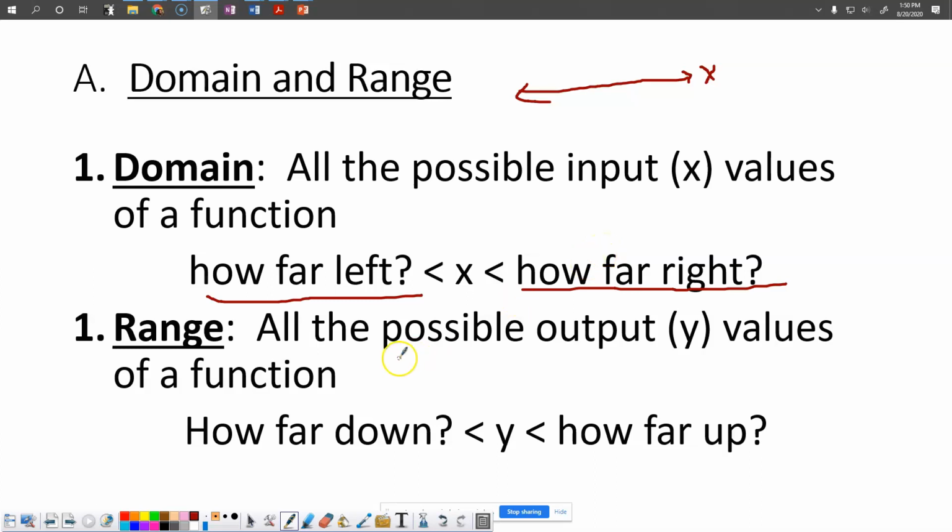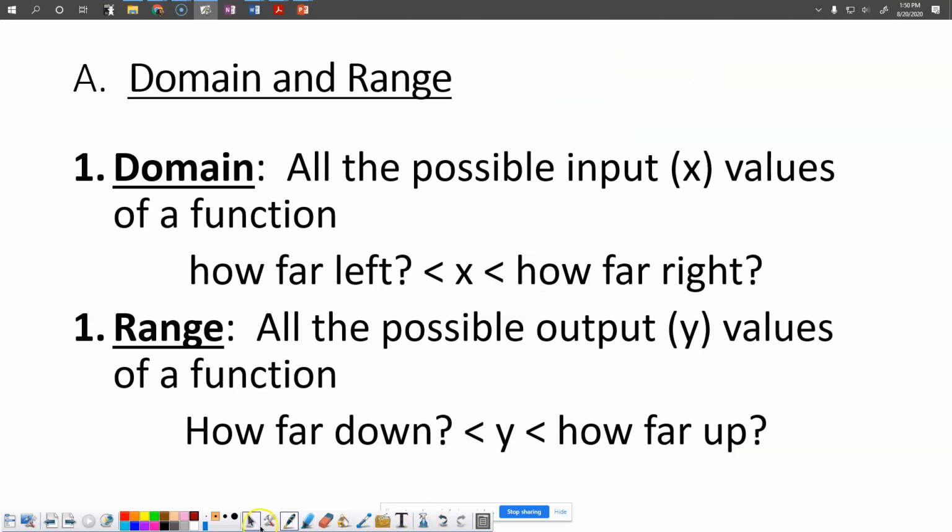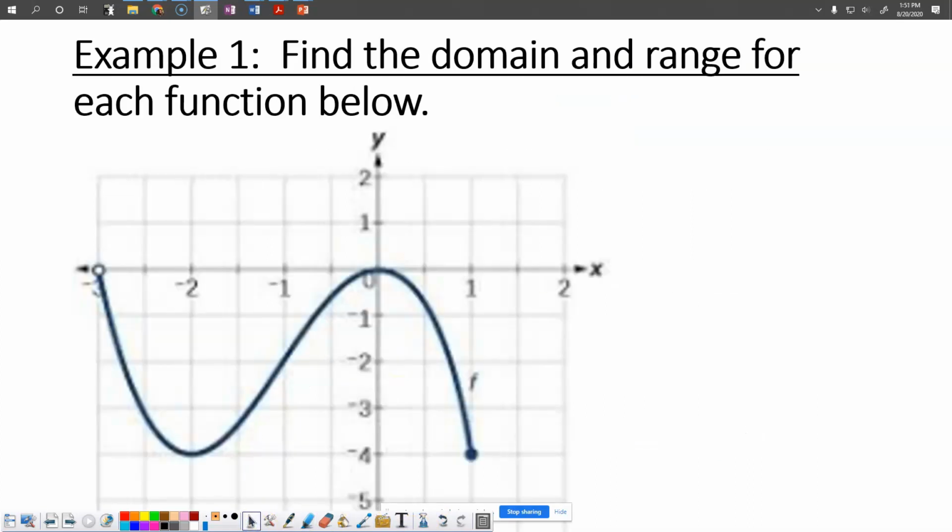Range tells you what the possible output values are. What are the possible y values? In other words, how far up and down does your graph go? How far down, how far up? So that's what domain and range is, possible values of x and y. And the way we're going to tell it is by looking at a graph and looking how far left, right, up, and down it goes. Okay, so let's go ahead and take a look at this problem here.